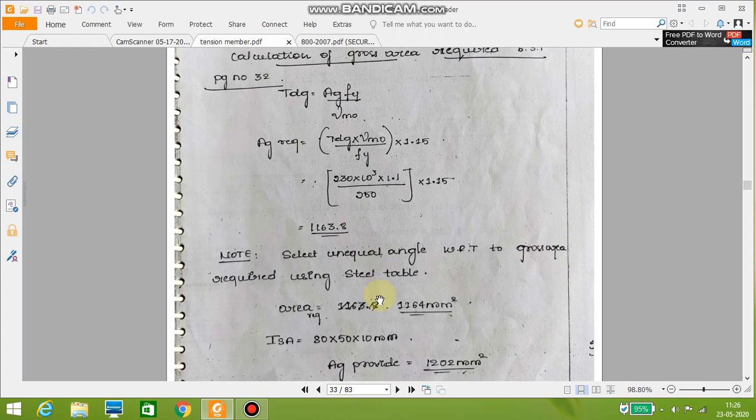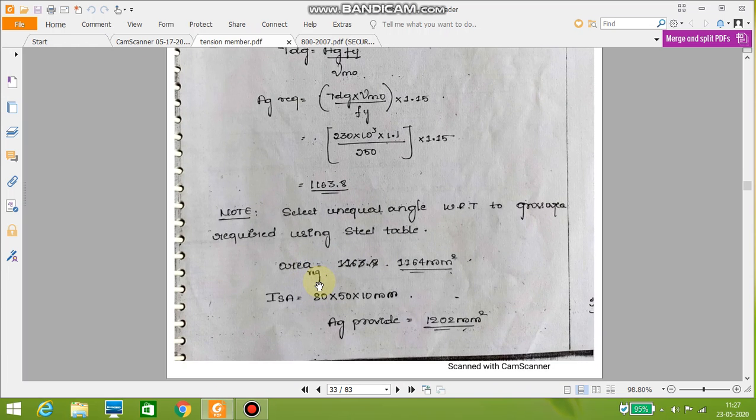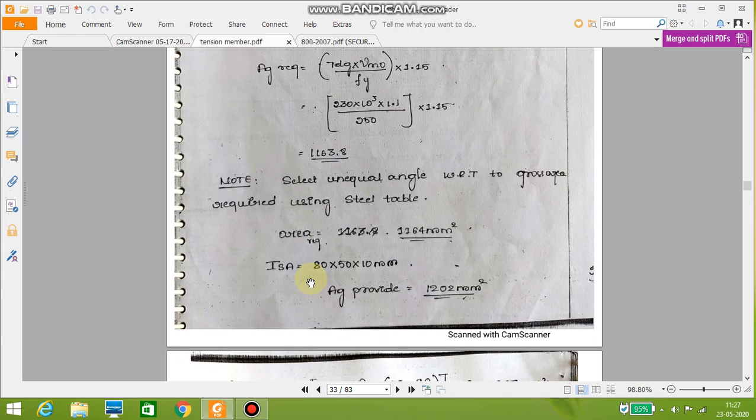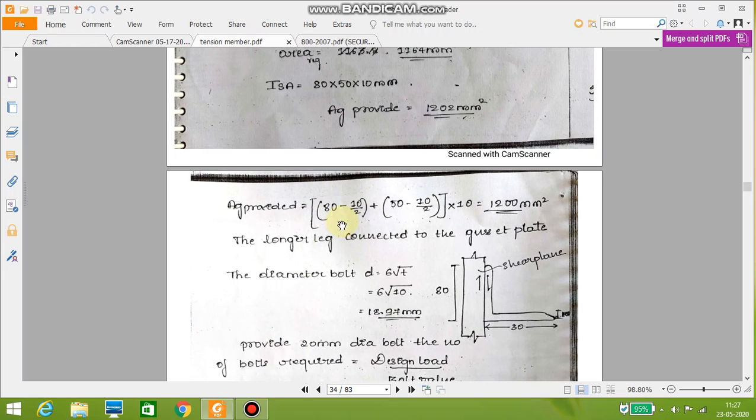So from the steel table, let us try an unequal angle section by keeping the gross area in mind. Let us keep the required area as 1164 millimeter square approximately. So let us select ISA 80 by 50 by 10 mm. Therefore, AG provided equal to 1202 millimeter square. AG provided we have taken from the steel table, or you can also calculate it.